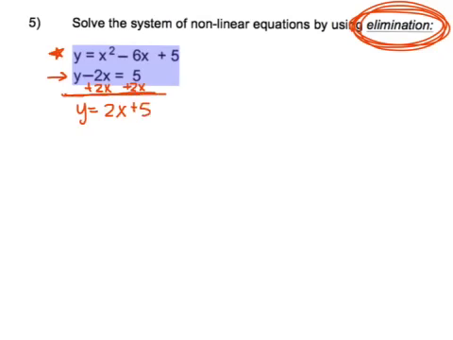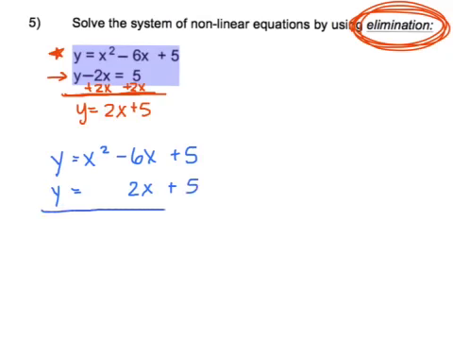And when I do elimination, I like everything to line up nicely, so I'm going to rewrite my equations. I'm going to have y equals x squared minus 6x plus 5. I'm going to also have y equals 2x plus 5. Notice like terms are lined up. However, we can't do elimination quite yet because we don't have opposites. We need opposites. We must have them.